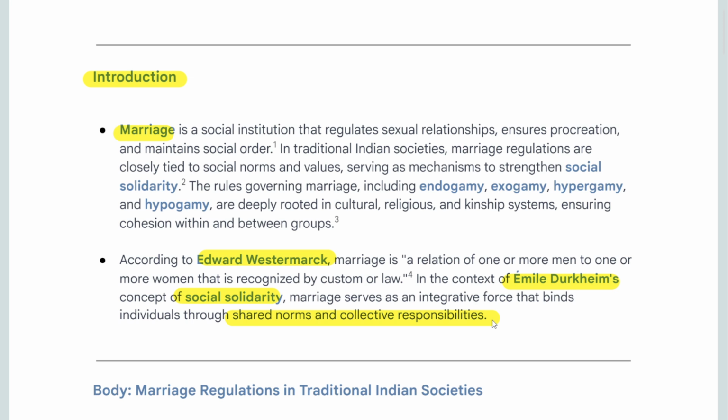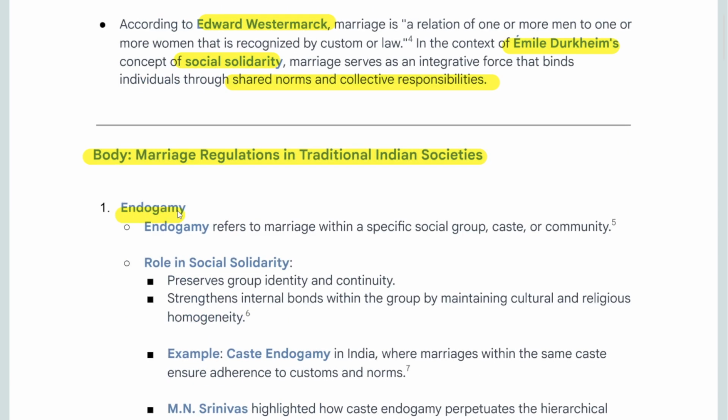Okay, so not just random customs then. They're like essential parts of a societal blueprint. Can you walk us through some specific examples? How do these regulations actually build this solidarity? How do they help society stick together? Absolutely. Let's start with endogamy.